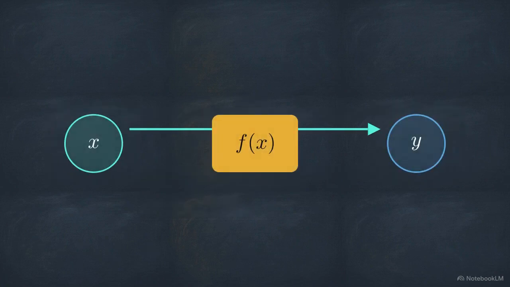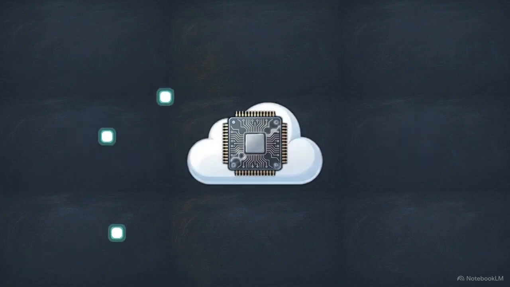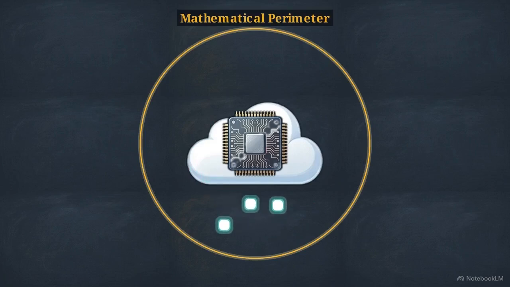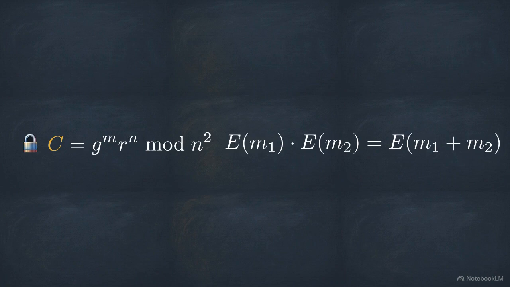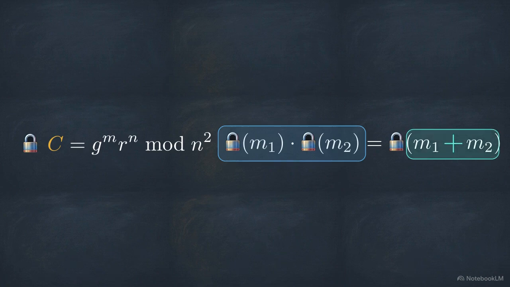This trapdoor foundation is the first step toward more complex security. Before a system can safely process data in the cloud, it must first establish these mathematical boundaries that prevent unauthorized reversal. This is the formula for the Paillier encryption scheme. Its primary innovation is additive homomorphism, a property where the result of a specific mathematical operation on two ciphertexts corresponds to the addition of their underlying plaintexts.